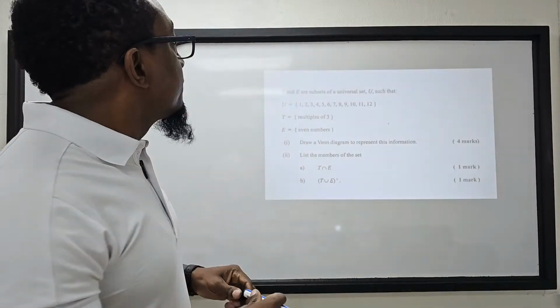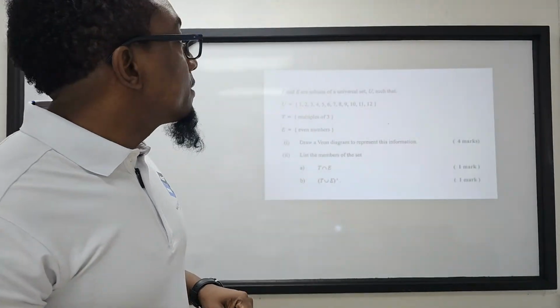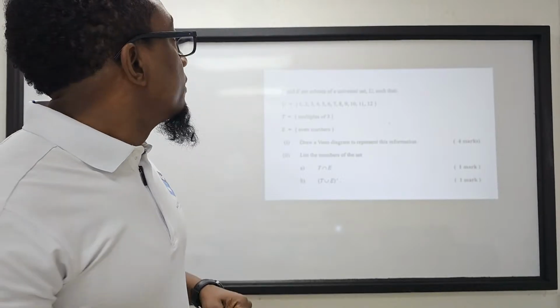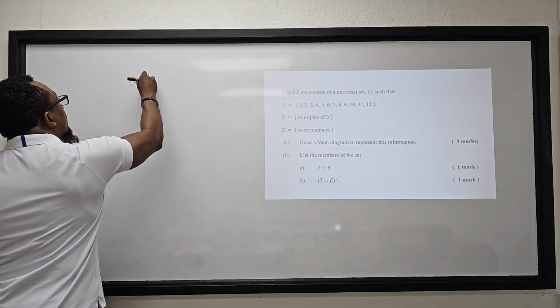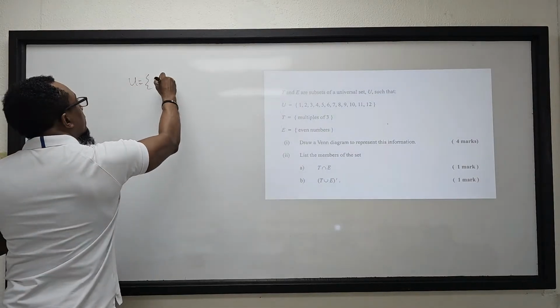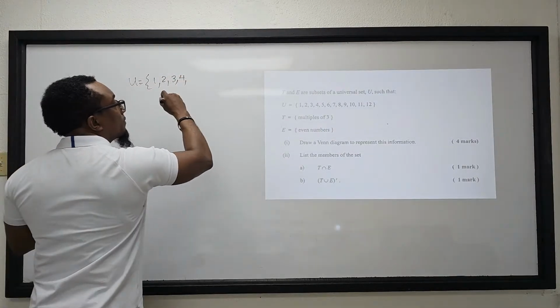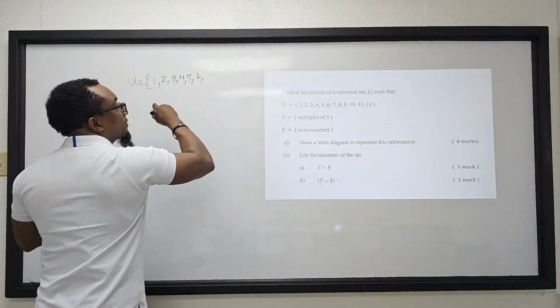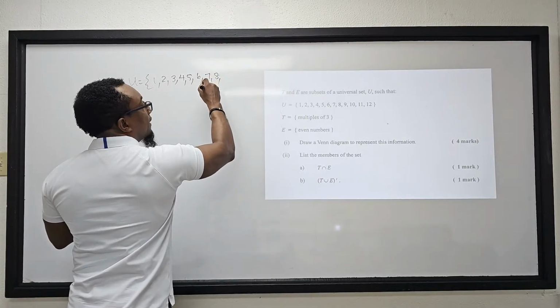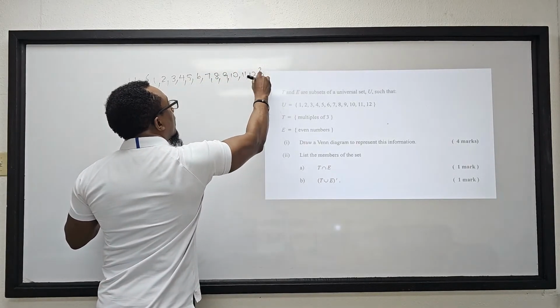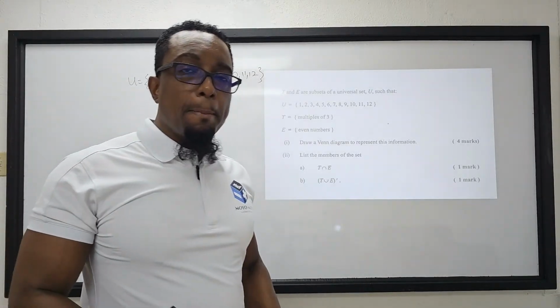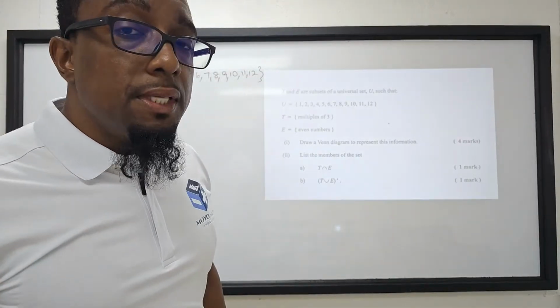So, T and E are subsets of the universal set U, such that we have the universal set: 1, 2, 3, 4, 5, 6, 7, 8, 9, 10, 11, 12. That's our universal set. T equals multiples of 3.